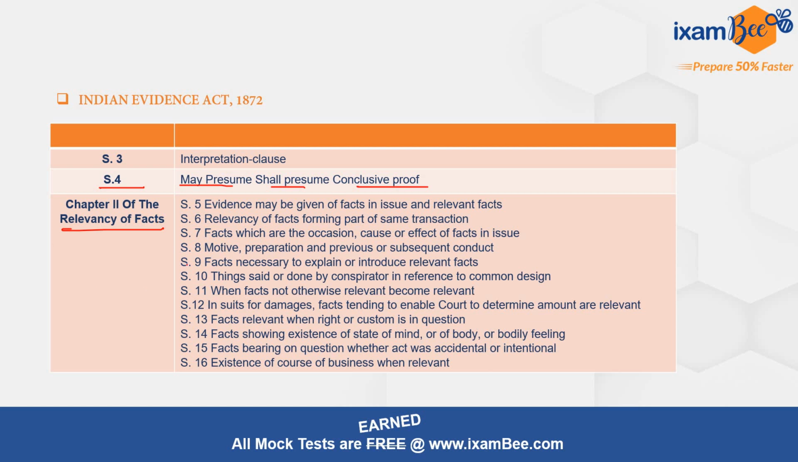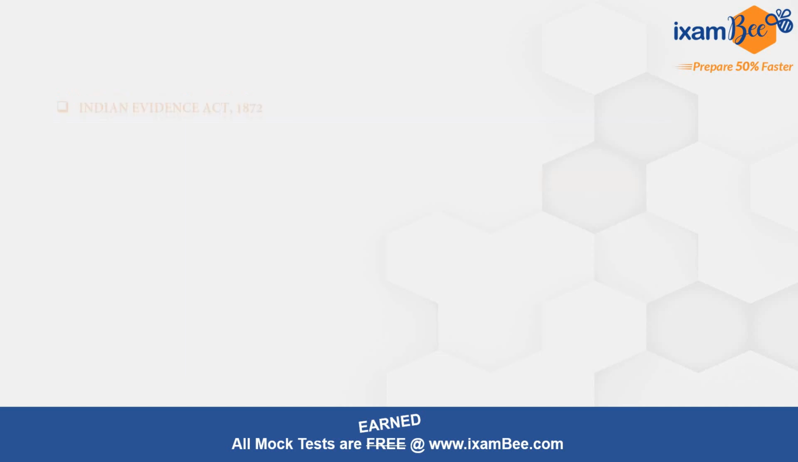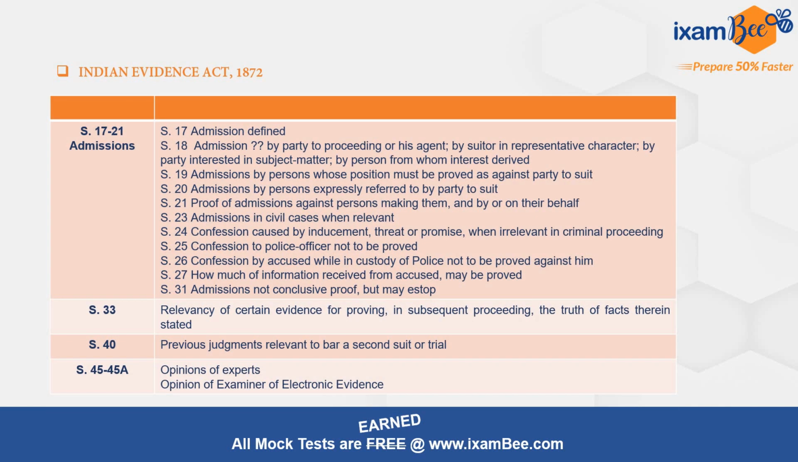Here you can see section 5, which is talking about evidence that may be given of facts in issue and relevant facts, relevancy of facts which are forming part of the same transaction, when facts not otherwise relevant become relevant, then facts showing existence of state of mind or of body or of bodily feeling, existence of course of business when relevant.